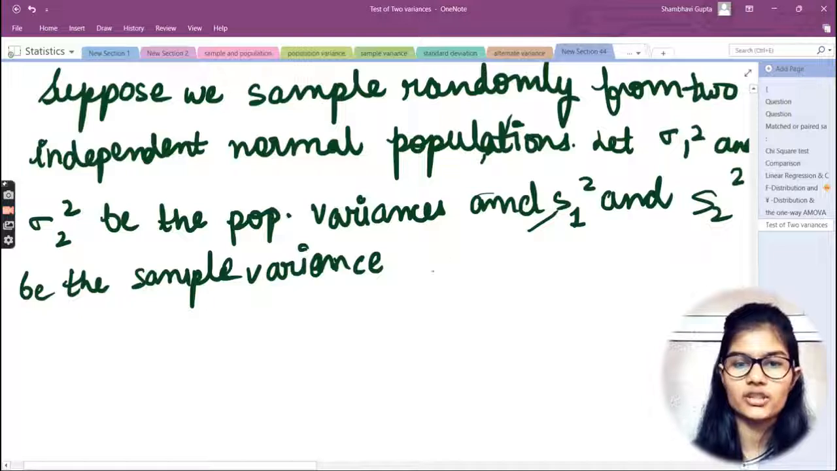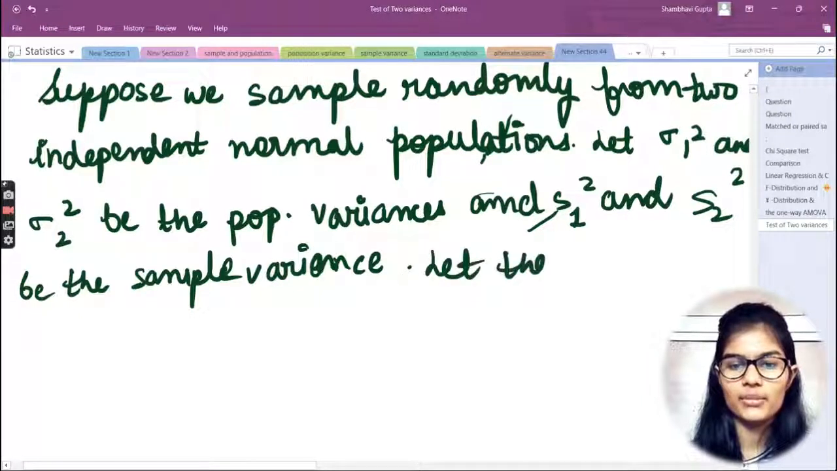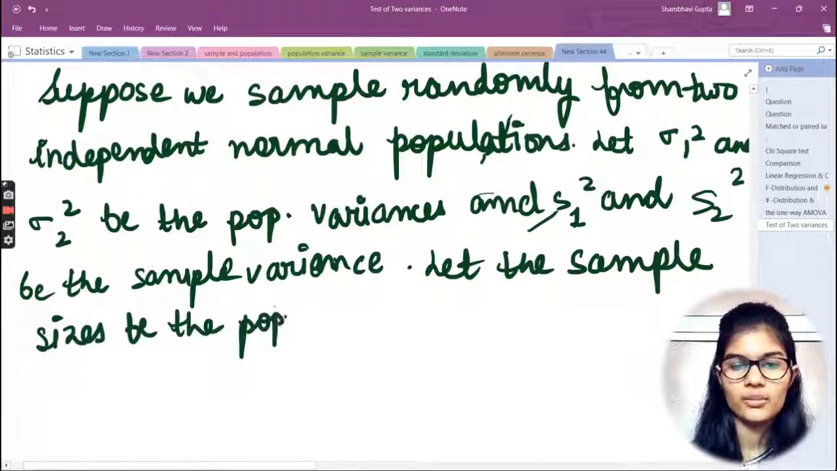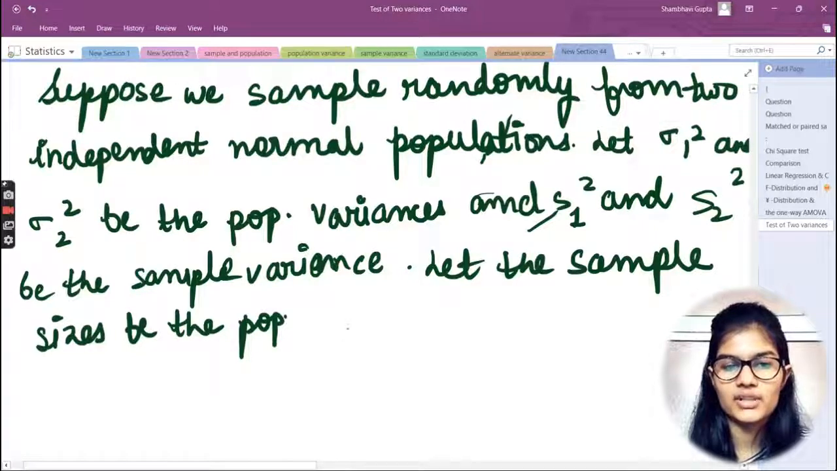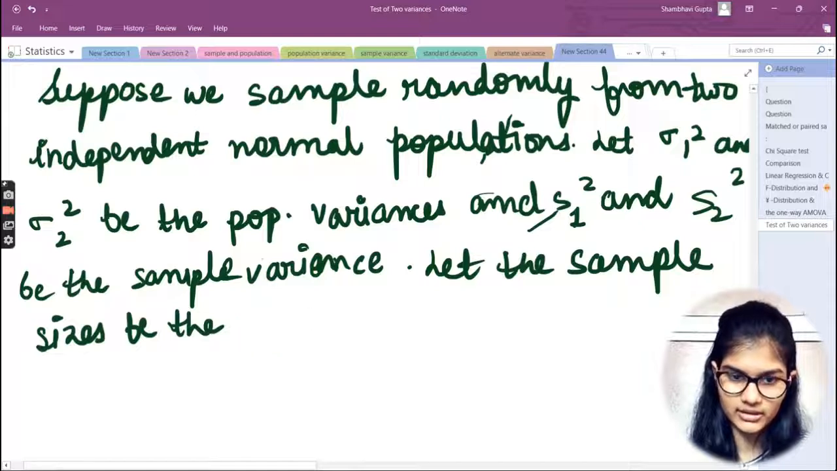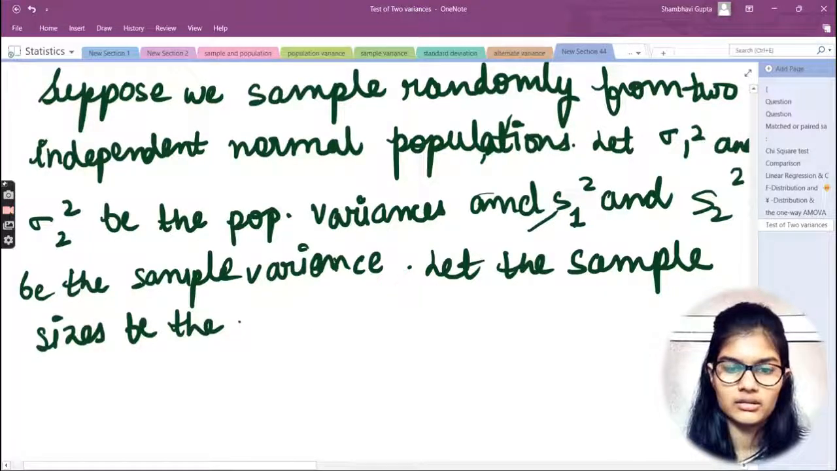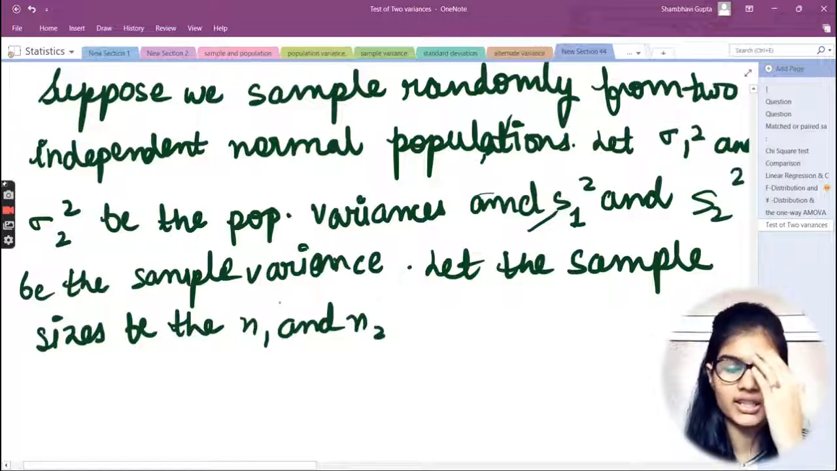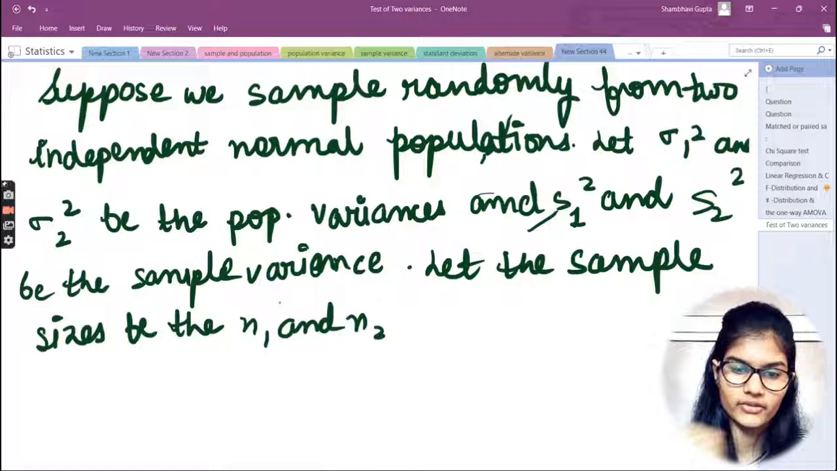Now let the sample sizes be N1 and N2. So N1 and N2 are basically the sample sizes which we have here.